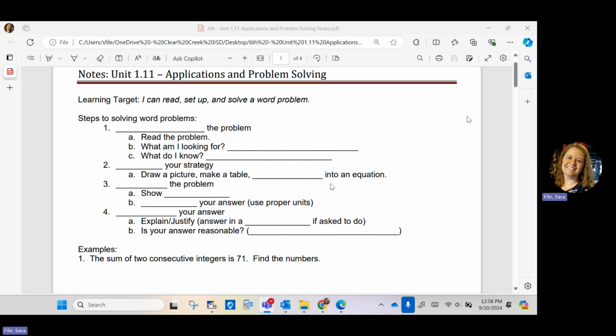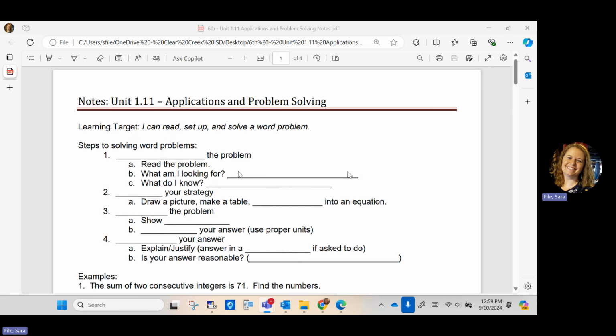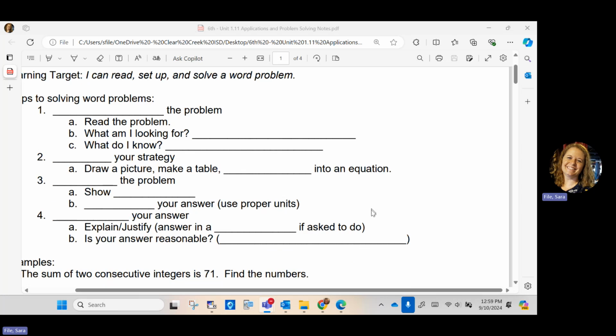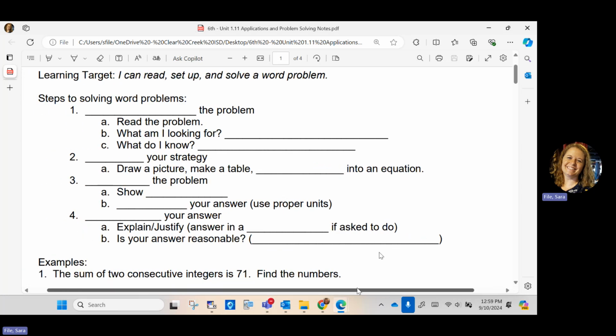So for 1.11, I need y'all, I see some headphones and earbuds in. I need y'all to take those out, put them away. Hopefully we can get through this lesson with some time left for y'all to practice. Okay, but I need everybody paying attention because we're dealing with word problems today.